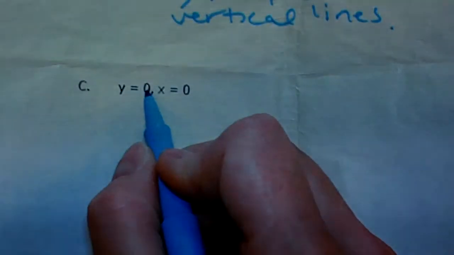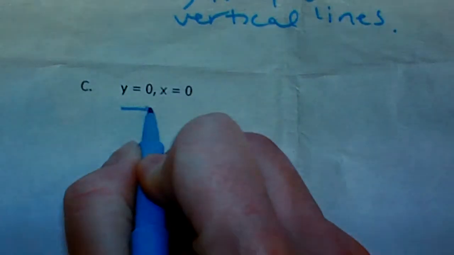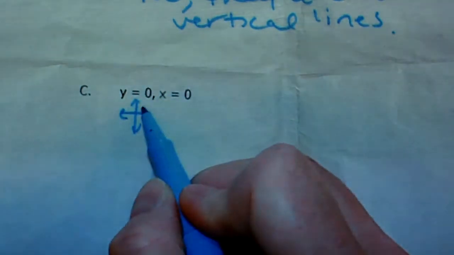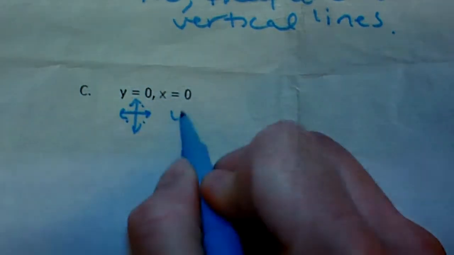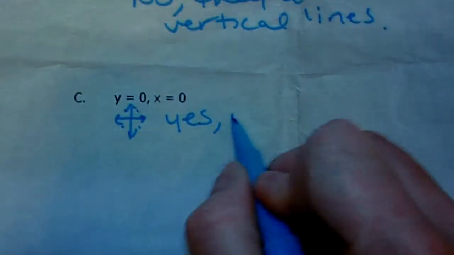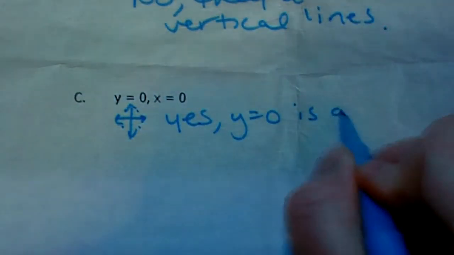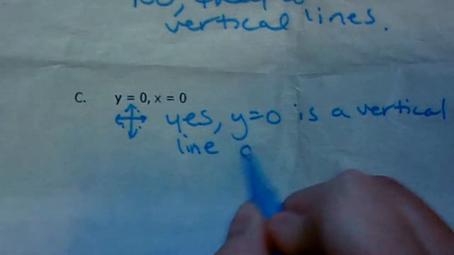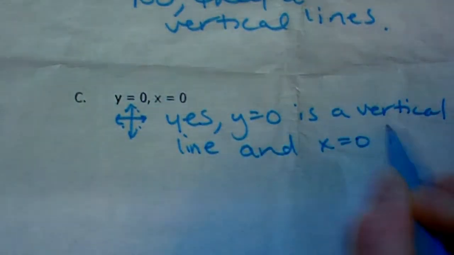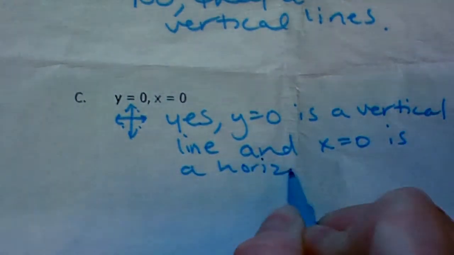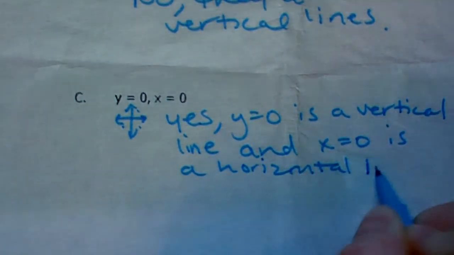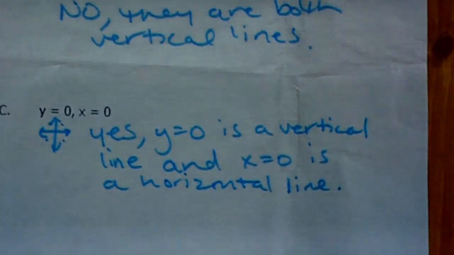And finally, letter C, I have y equals 0. So that might look something like this. And x equals 0 might look something like that. Oop, 4 90-degree angles. So I'm going to say yes, y equals 0 is a horizontal line, and x equals 0 is a vertical line. All right, we will definitely do more practice with this during class. I will see you tomorrow.